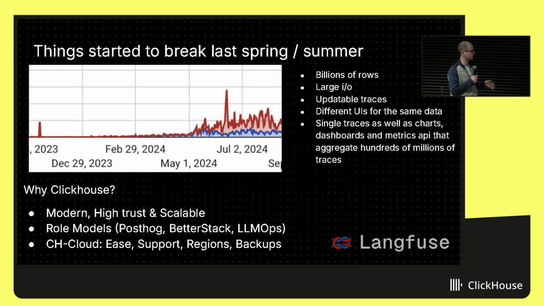So the single trace level, but also charts, aggregations, and we have metrics APIs, for example, where we give aggregated data back to our customers. Yeah, so all of these bode really well for ClickHouse. Super modern database. We had a lot of trust in the scalability of ClickHouse, and some friends, Alexei, told us about using ClickHouse, especially the folks at PostHog and BetterStack that we're somewhat close with, really advised us to go for ClickHouse, and we haven't regretted it yet.